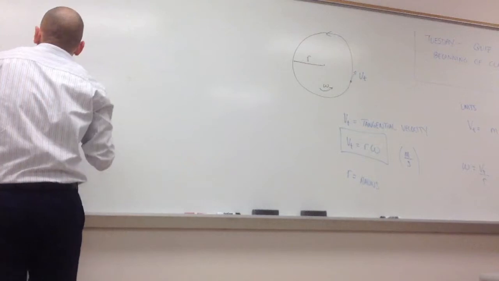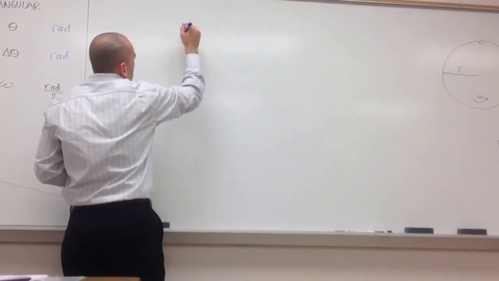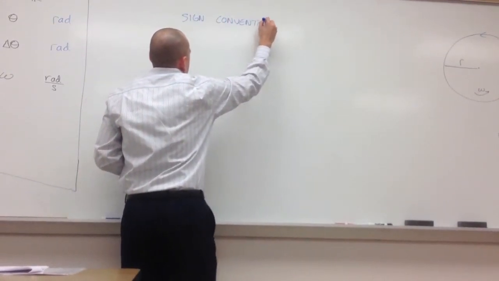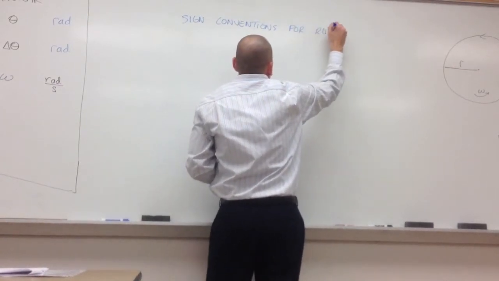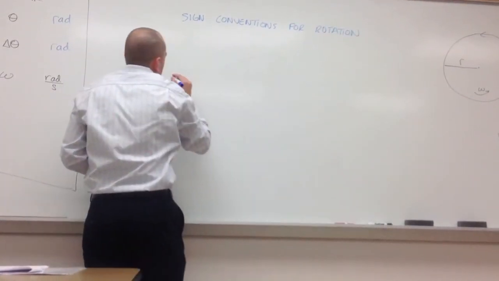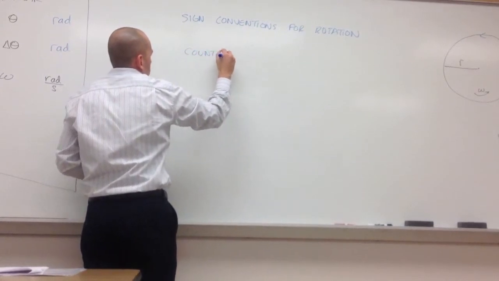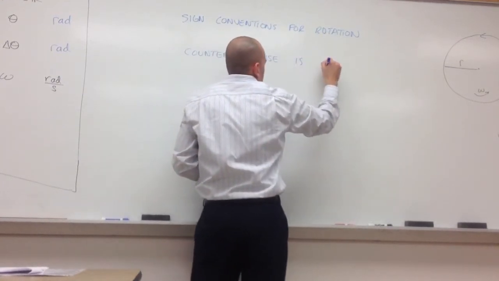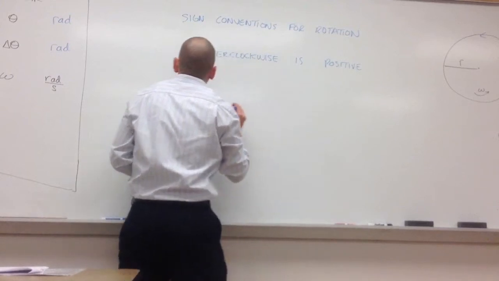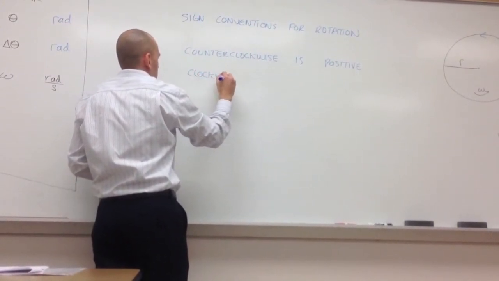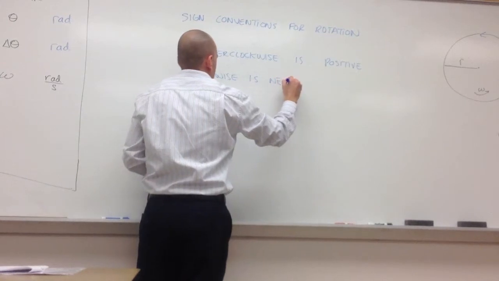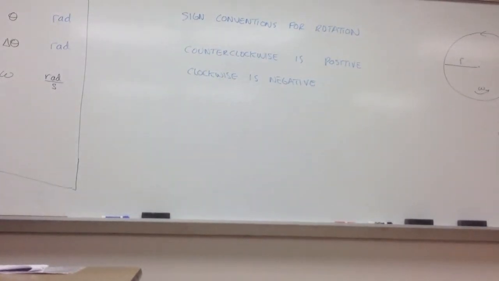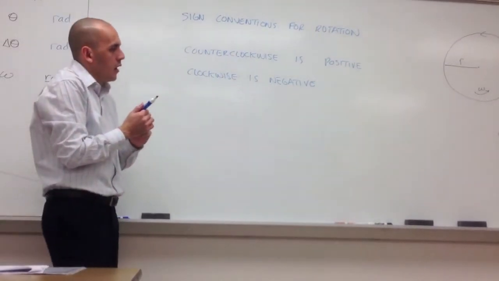While we're here with that picture, let me just kind of go back a second and write down at least the sign conventions for rotations. A counterclockwise rotation is positive. And clockwise is negative. That is based on that right-hand rule that I mentioned, but we don't have to use that. That's where we get those signs from. That's how we know positive or negative.